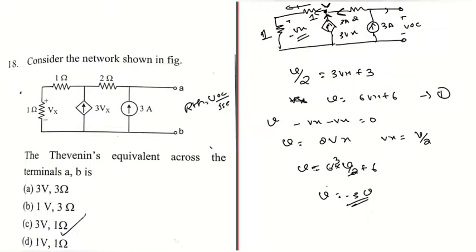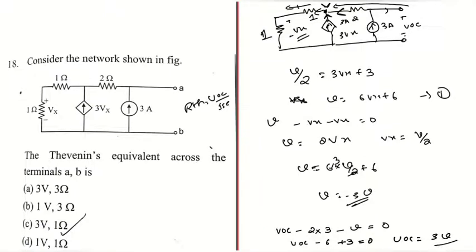And now we have to find out our VOC. So to find out our VOC, I am going to come to this particular mesh. Okay. I am going to travel from VOC till V. So it will be VOC minus what the current flowing through 2 ohm, it will be 3 ampere itself. So it will be 2 into 3 minus V, okay, equal to 0. So VOC minus 6 plus 3 equal to 0, and VOC I get equal to 3 volt.